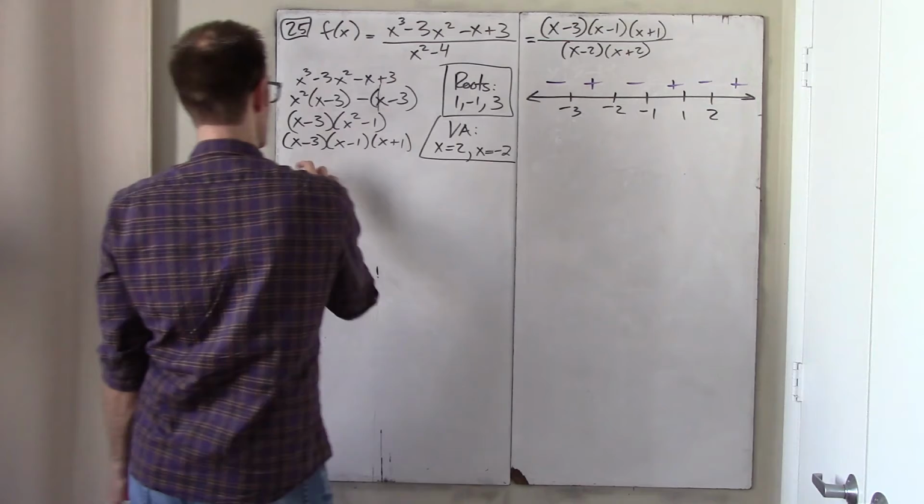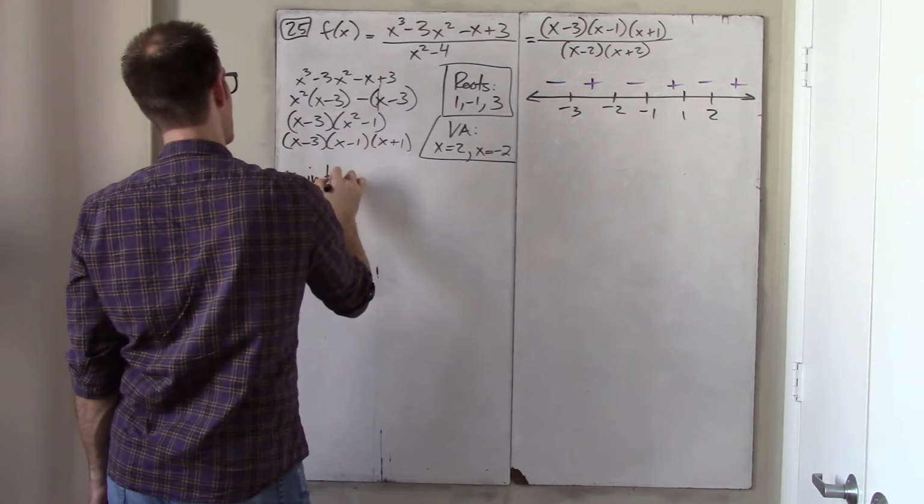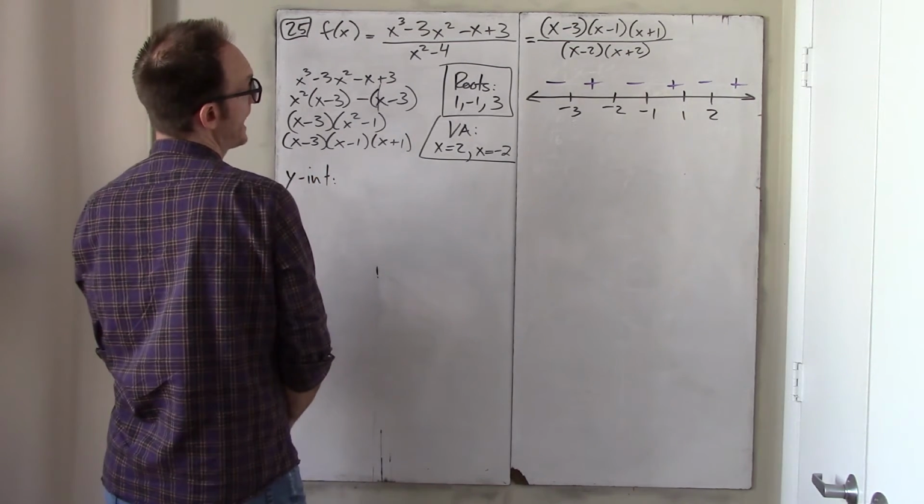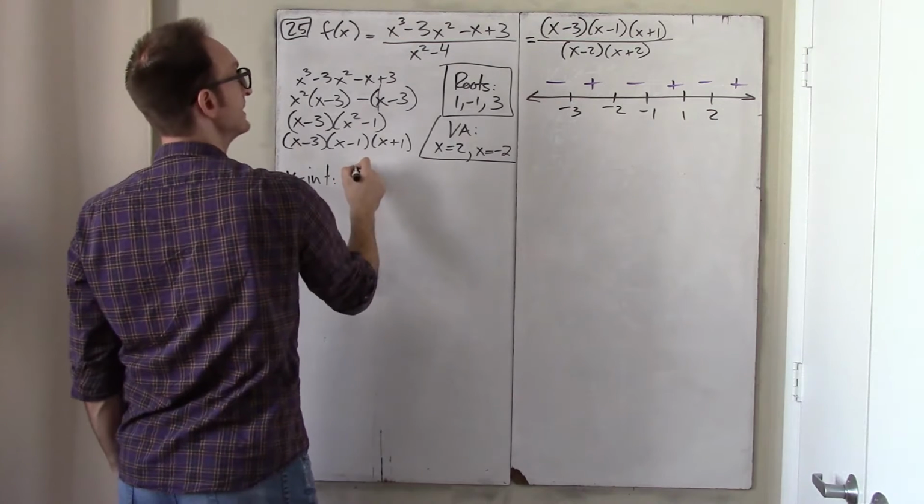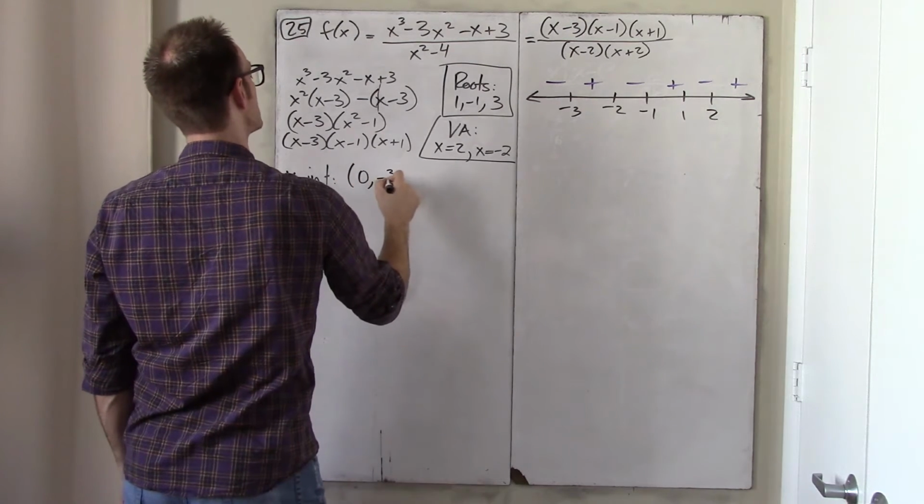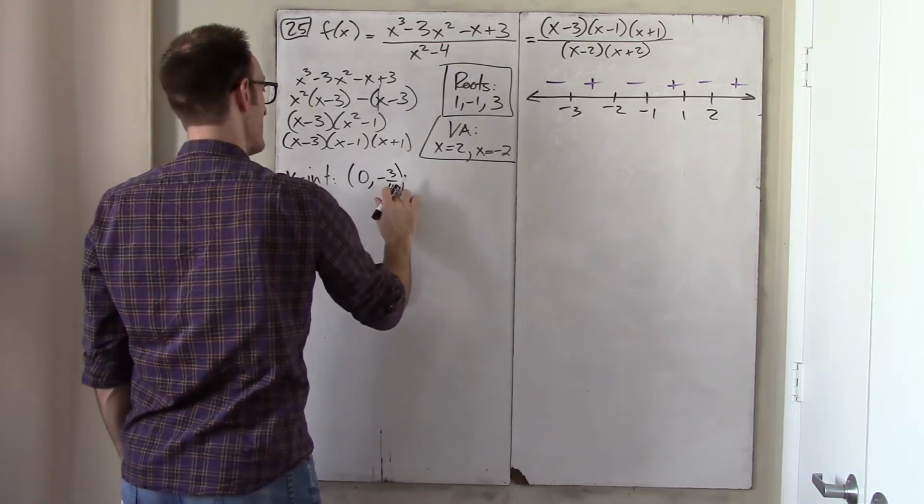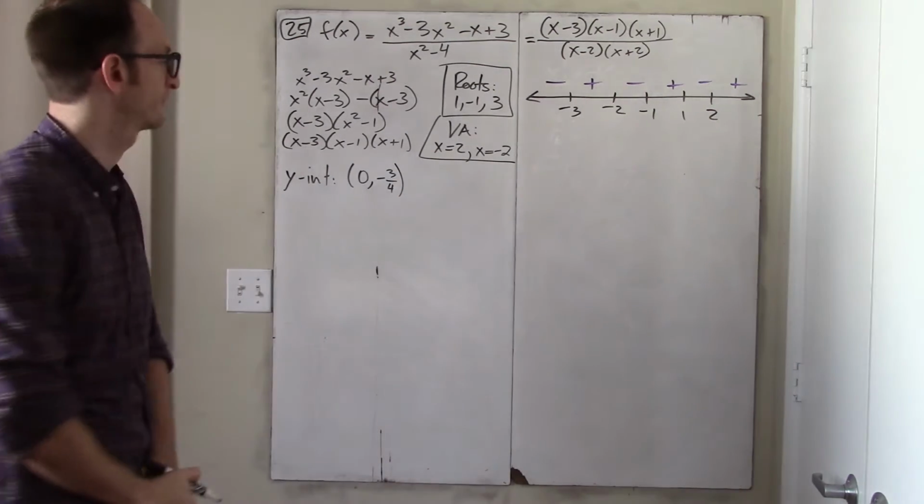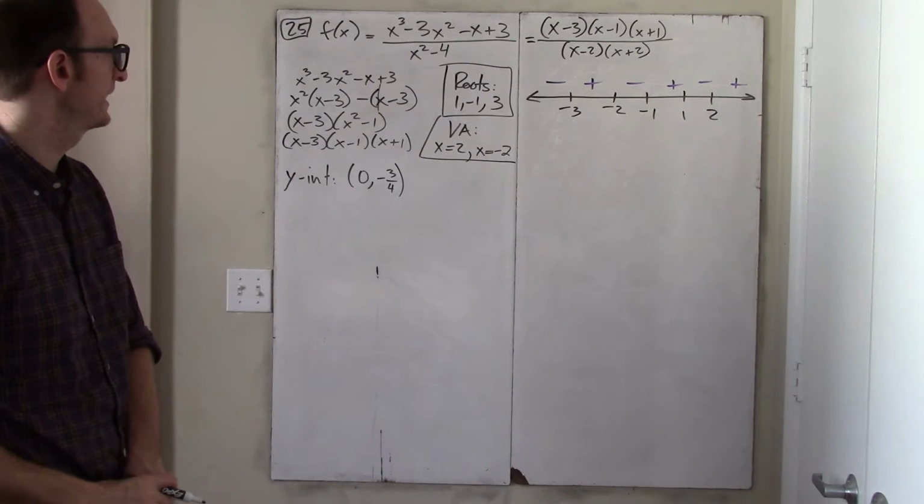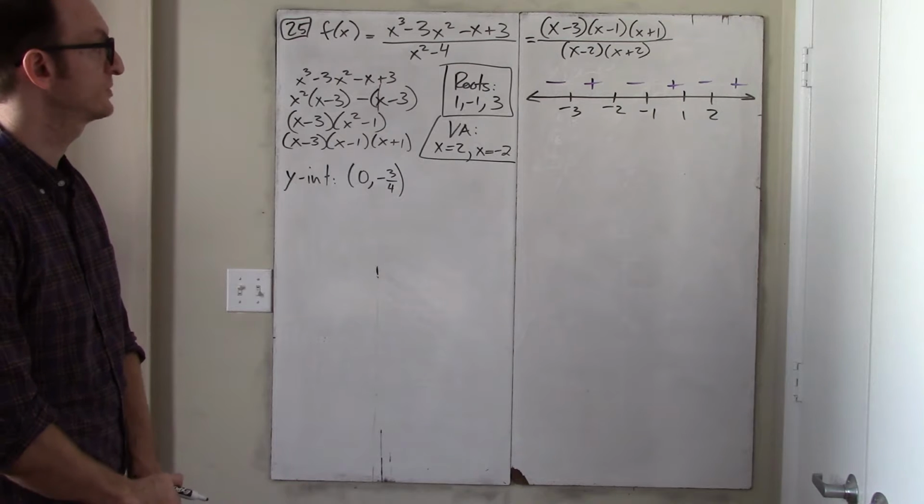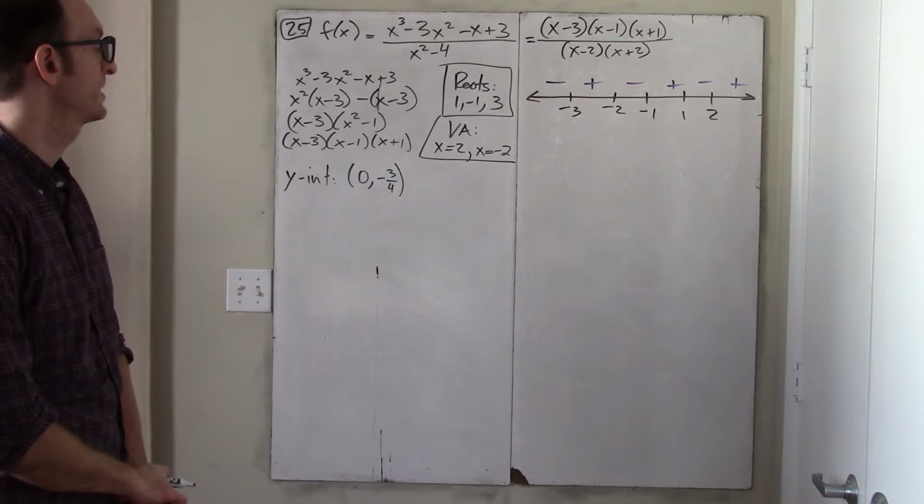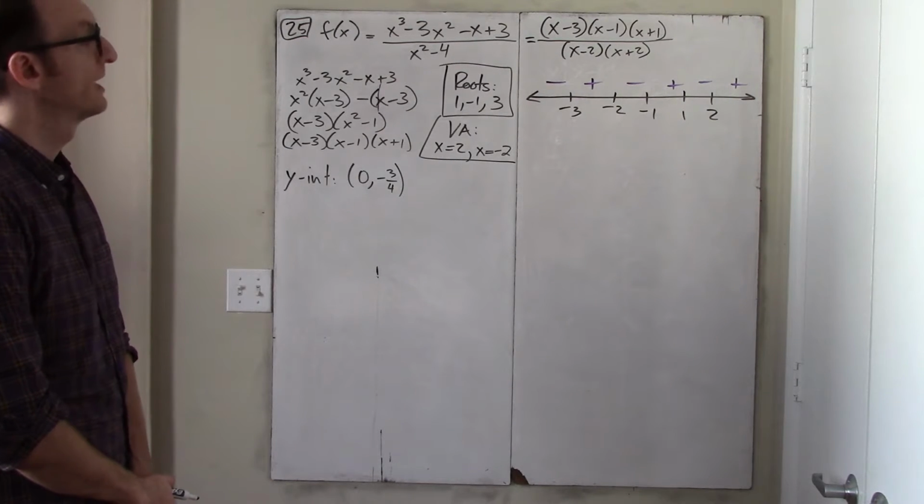What else? I guess I can find the y-intercept. If you plug in 0, you can see immediately that that is negative 3/4. So that's some extra point for free. What am I forgetting? Maybe nothing. Roots, vertical asymptotes, sign chart. Maybe we're good to go.